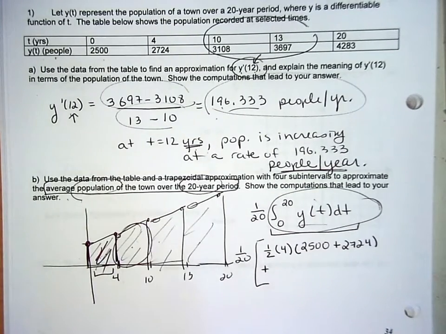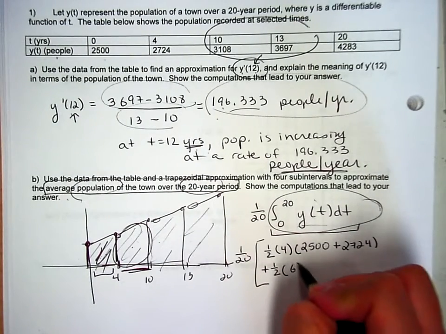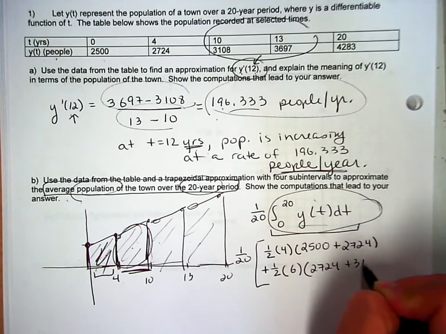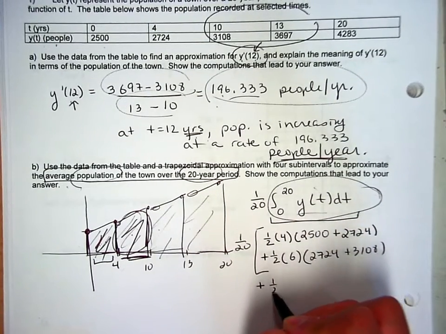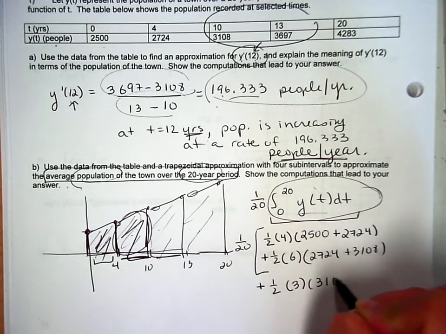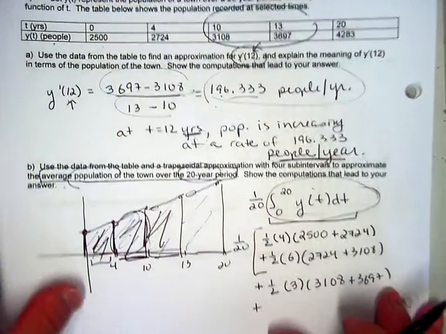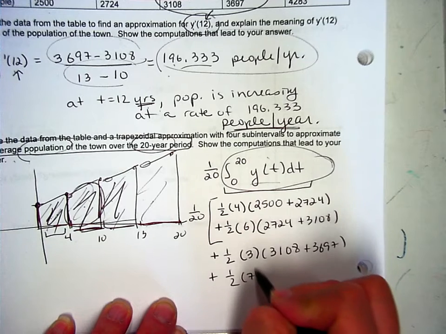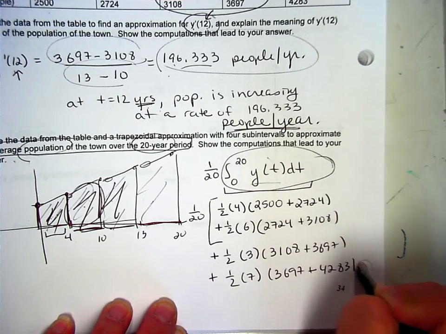I'm going to do the same thing for the second one. Area of the trapezoid is still 1/2. The height of this trapezoid is 6. These 2 bases are 2724 and 3108. There's my second trapezoid. Do the same thing for the next one. 1/2. This height is 3. My 2 bases are 3108 plus 3697. That's this trapezoid. And then we got one last one, which is going to be 1/2. This height is 7. And then I have 3697 plus 4283 as the bases.